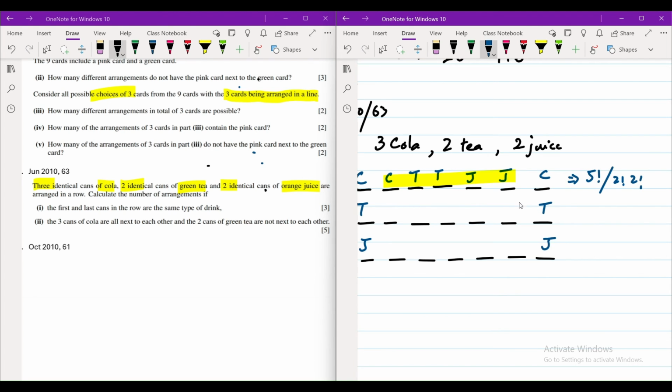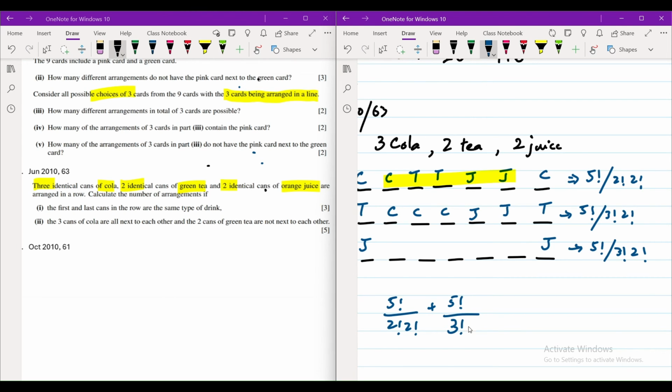Now, when the teas are at the ends, we have 3 colas and 2 juices. So it's the same thing, but differently. 5 factorial divided by 3 factorial, 2 factorial. And for this one, again, we have 5 factorial, 3 identical colas, and 2 identical tea cans. So when we add them up, because these are the number of possibilities, 5 factorial divided by 2 factorial, 2 factorial, plus 5 factorial divided by 3 factorial, 2 factorial, plus 5 factorial, 3 factorial, 2 factorial.